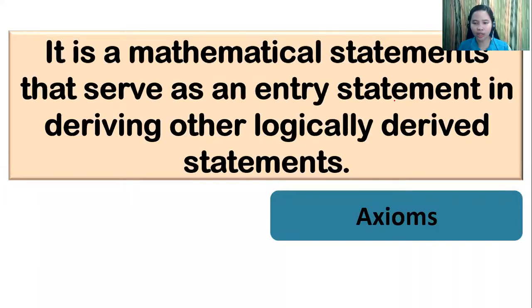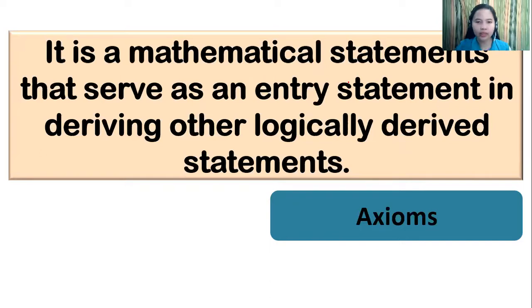So we have the axioms. If we are talking about the set of axioms, that's the time that we will answer axiomatic structure. But if we have this definition, entry statement, it is just an axiom. If the question is about a set of axioms, that is axiomatic structure, or also what we call axiomatic system.